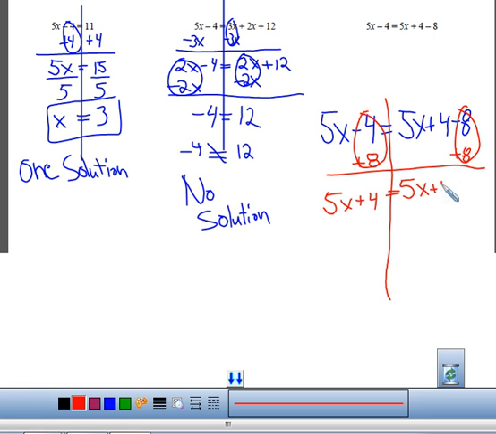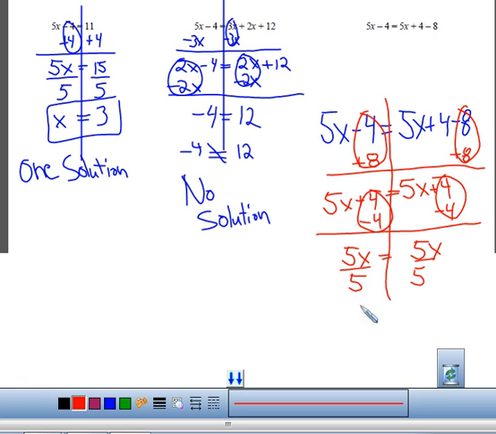Now watch what happens as I continue my solving steps. This time I'll subtract 4 from both sides. Doesn't really matter which way you do this. Those zero out, and I get 5x equal to 5x. Interesting. Divide both sides by 5, so I get the variable by itself. x equals x. In other words, x could be any number you want.